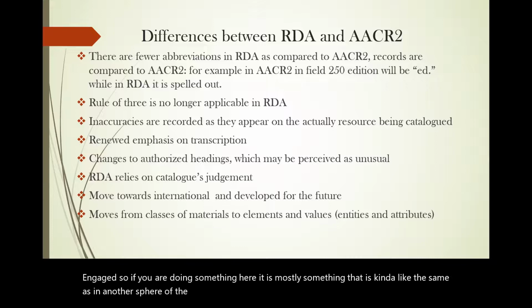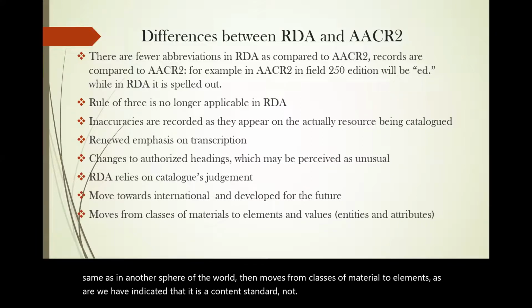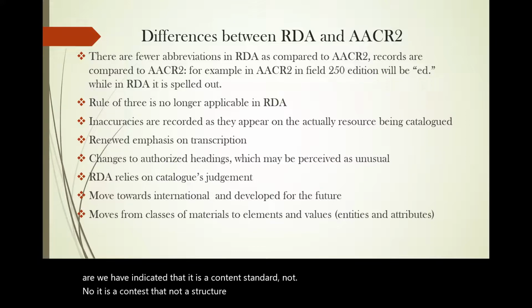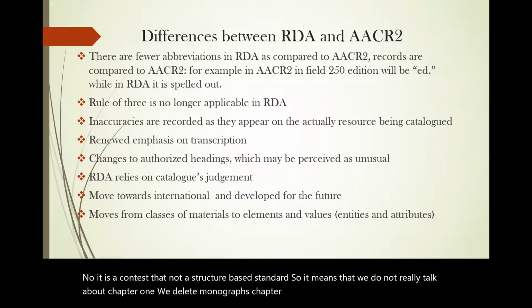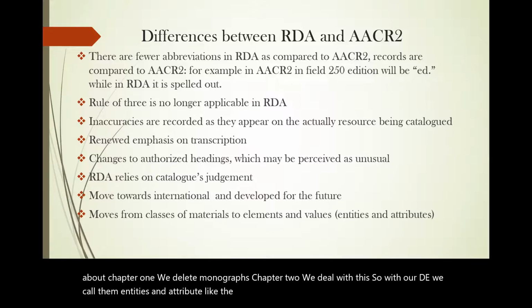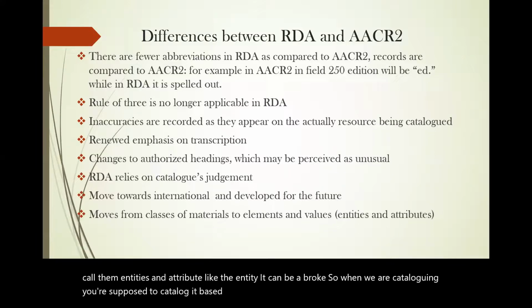Then it moves from classes of material to elements. As we have indicated, it is a content standard, not a structure-based standard. So it means that we do not really talk about chapter 1, we deal with monographs, chapter 2, we deal with this. So with RDA, we call them entities and attributes. Like the entity, it can be a book. So when you are cataloging, you're supposed to catalog it based on the rules or the instructions of the toolkit, unlike using the chapters.